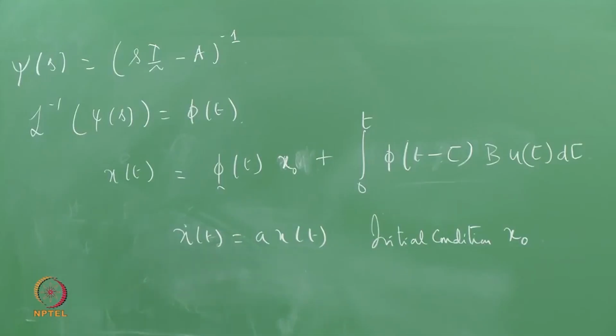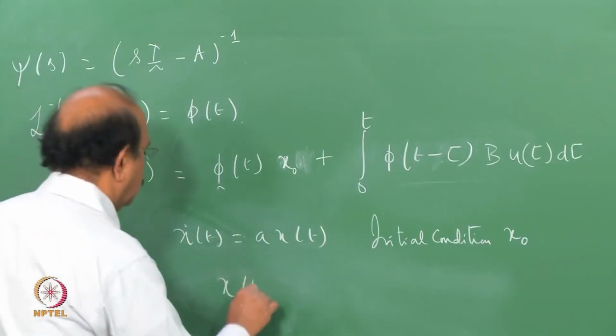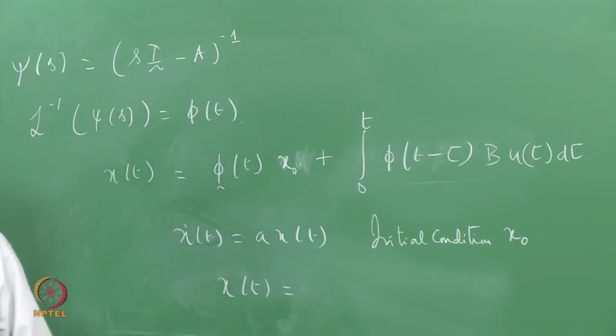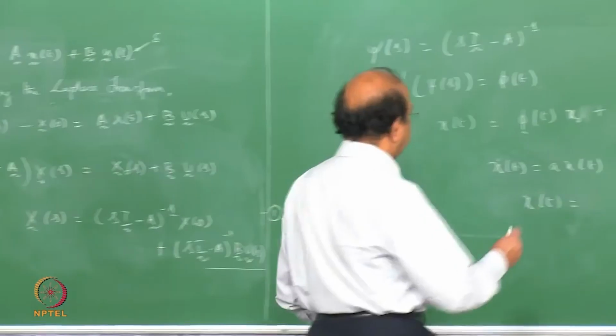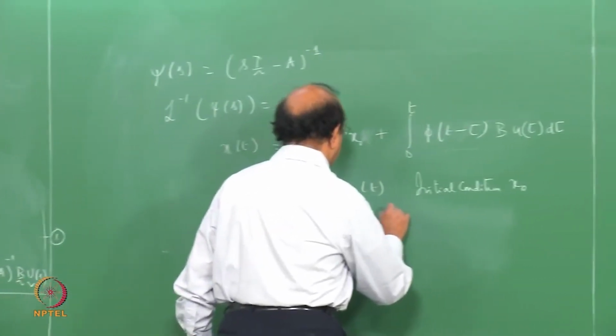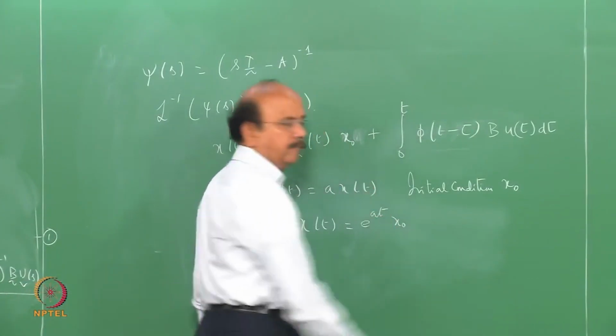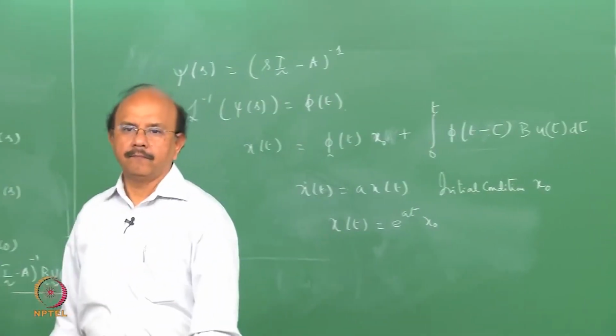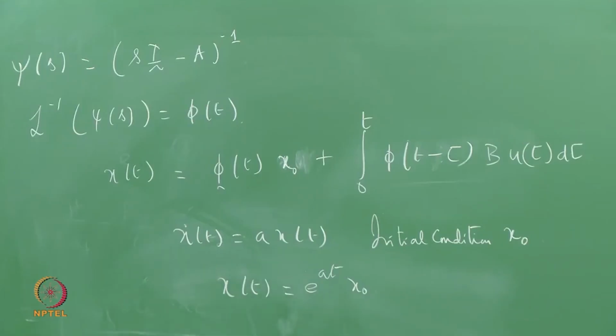What's the solution for this equation? X of t equals e power a t, X naught, right?